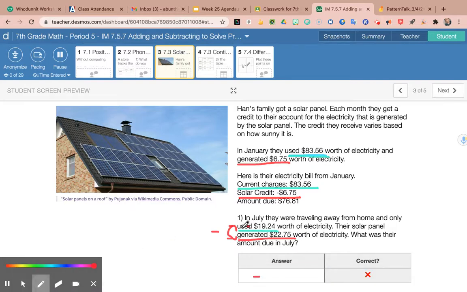I want you to go ahead and calculate that. We have to subtract what we generated from what we used, and then the remainder of the generated gets credited back for us. So it's going to be negative. Remember to line up the decimals.